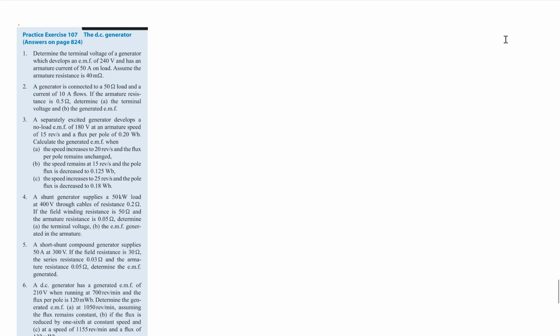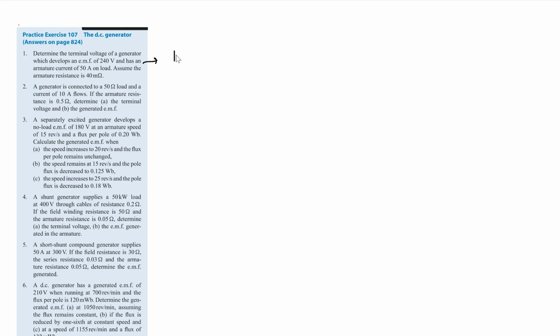We have some practice questions related to DC generators, so let us see some of them. First question: determine the terminal voltage of a generator which develops an EMF of 240 volts. So the EMF generated EA is given as 240 volt and it has an armature current of 50 amp on load. Assume the armature resistance is 40 milliohm. So it's a very easy question.